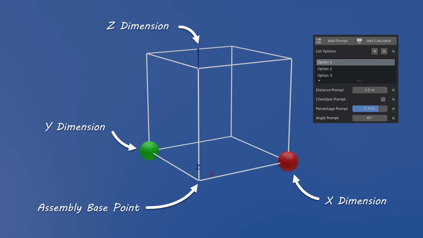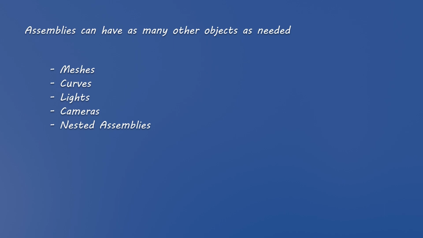Apart from the objects that make up the main structure, assemblies can have as many other objects as needed, including mesh objects, curves, lights, cameras, or even other assemblies. In order for an object to be included in an assembly, it just needs to be parented to the base point object. To help you understand how assemblies work, let's jump into Blender and create a simple assembly from scratch.